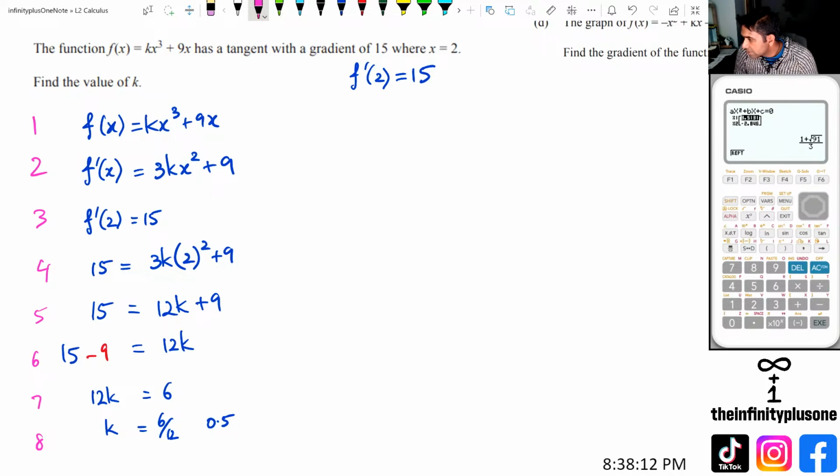How do you know when to set to 0? All right, Zaida, the only time you'll ever need to set it to 0 is when you find the turning point. So when the gradient is equal to 0, that's the only time you put the gradient equal to 0. Like in this one, it's telling you the gradient is 15 where x equals 2. So this part right here tells me that f dash of 2 is equal to 15. Any other problems, or can we move on?